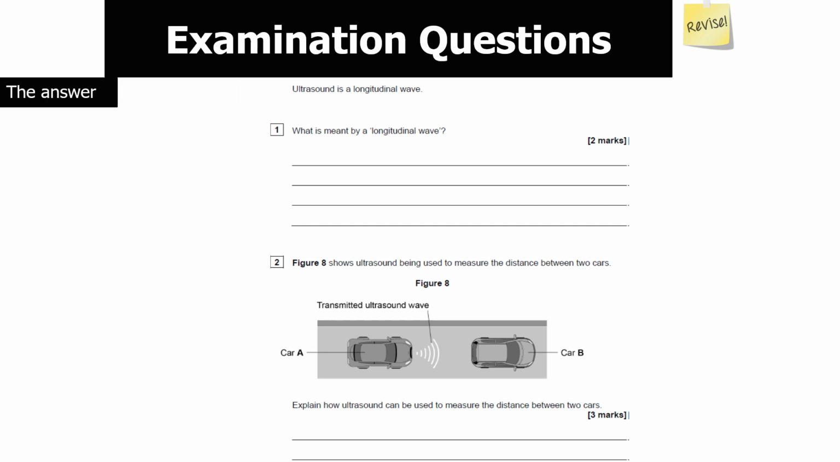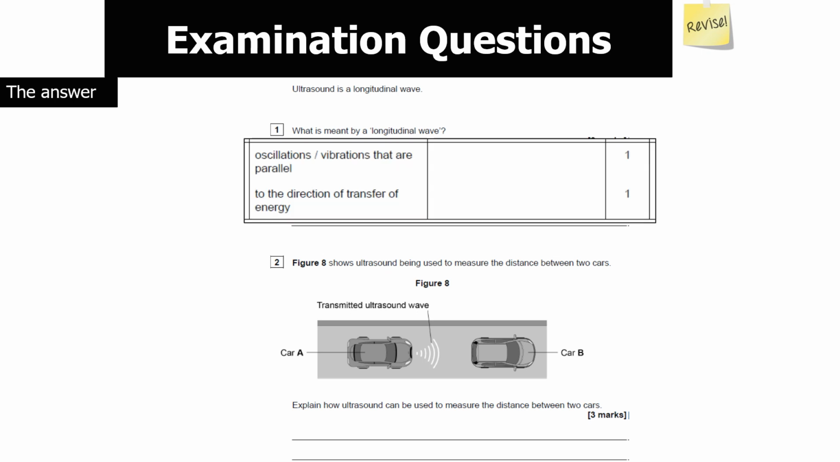Right, so how do you answer this first question? Well, remember, when you define longitudinal and transverse waves, you've got to remember it's the oscillations of the wave and the direction of the energy transfer. So with a longitudinal wave, the oscillations or the vibrations are parallel to the direction of energy transfer. Remember, a wave is a transfer of energy and it's an oscillation. So marry those two up when you're doing your definition.